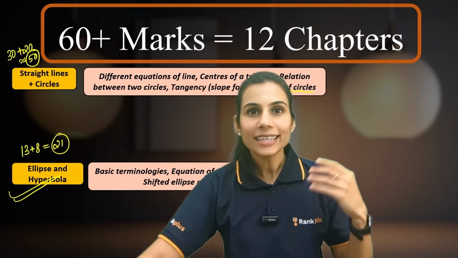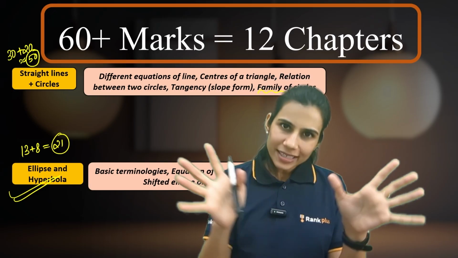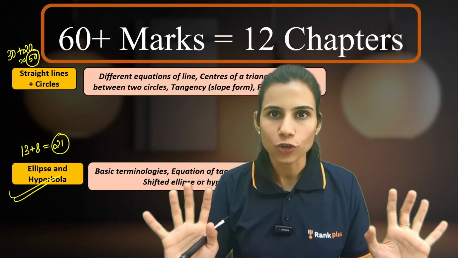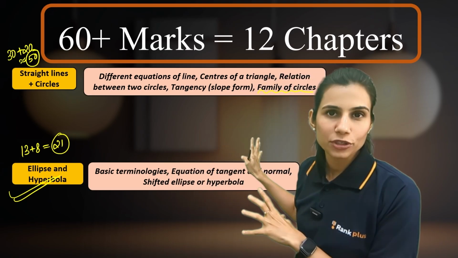But from my side, there are 10 topics, removing ellipse, removing straight lines and circles, but including them, it is 11 topics. 11 chapters basically, and from within them, the topics I have already shared with you.